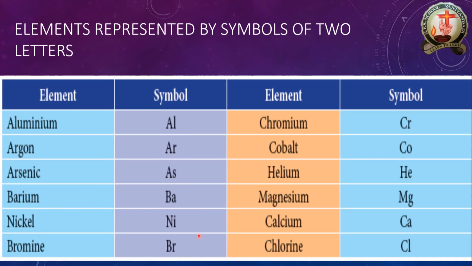Barium, nickel, bromine, chlorine. Why am I leaving chlorine like this? Because the chalcogen family one is already there, so I am leaving it as Cl. And calcium, manganese. These are some of the tricks we are using for naming of the elements in the periodic table.